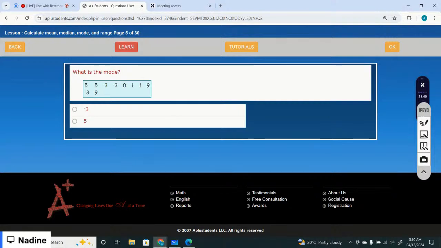Okay, what is the mode? Which is the correct option? What is the mode?